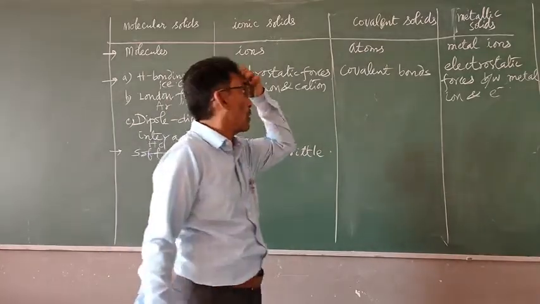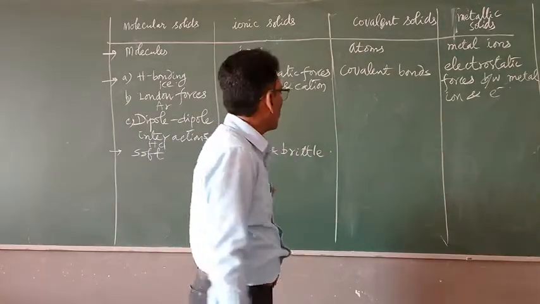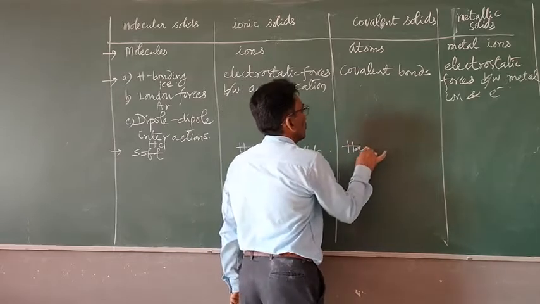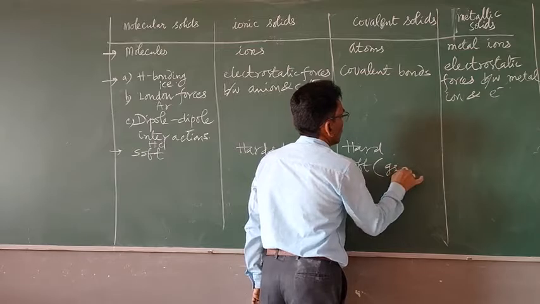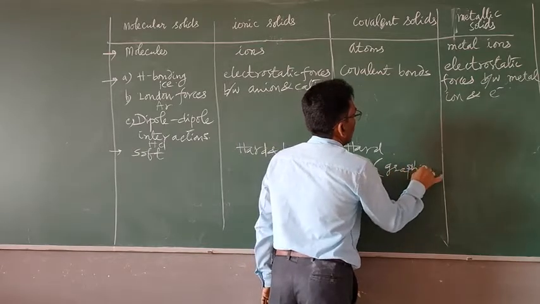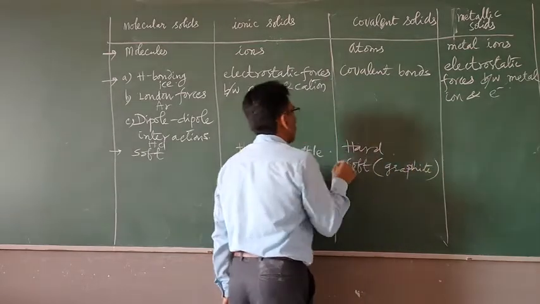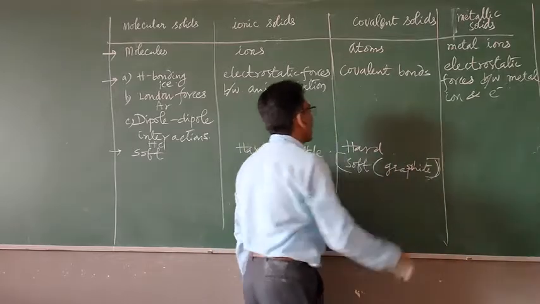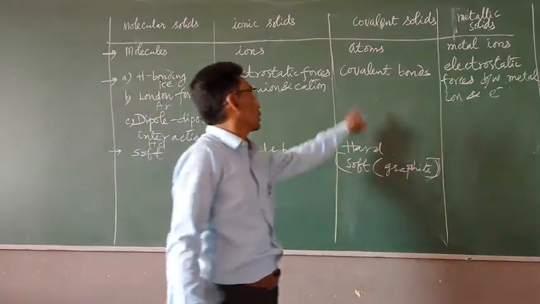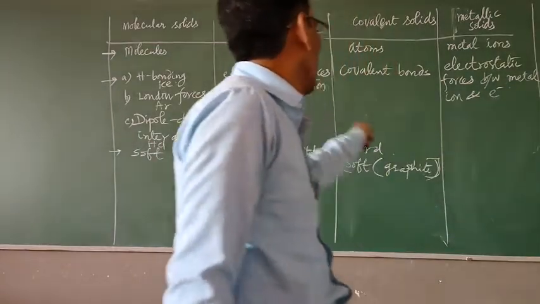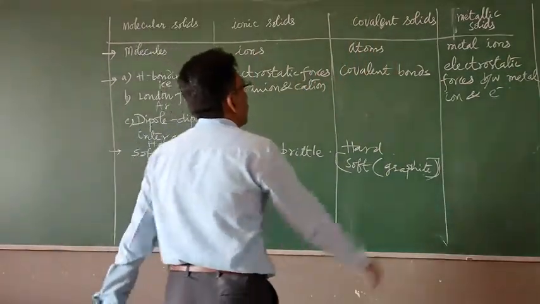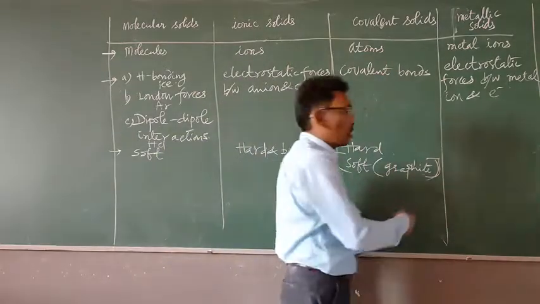Very few covalent solids are soft, whereas others are hard. Soft in the case of graphite, a special one. With the exception of a few materials, the remaining are all hard materials due to strong covalent bonds operating among the particles. That's why they are very hard. Now come to metallic solids, they are moderately hard.